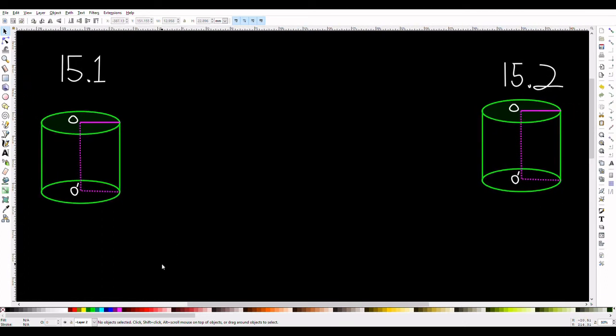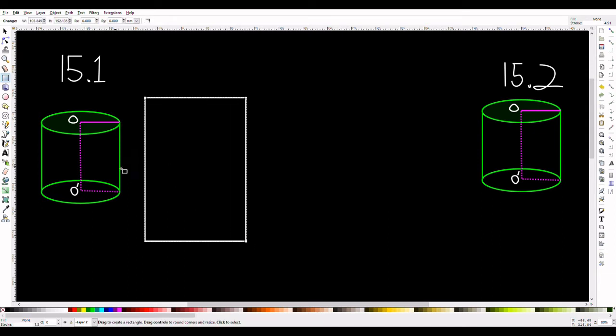Alright, so let's move to problem 15.1. Suppose we take the cross-section of a cylinder that is perpendicular to the axis of the cylinder. What is the shape of this cross-section? By a cross-section you can think of a plane. So we're going to take a plane on our cylinder, and it's going to be perpendicular to the axis of the cylinder.